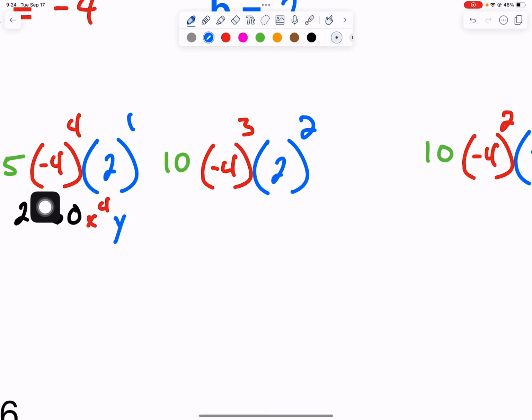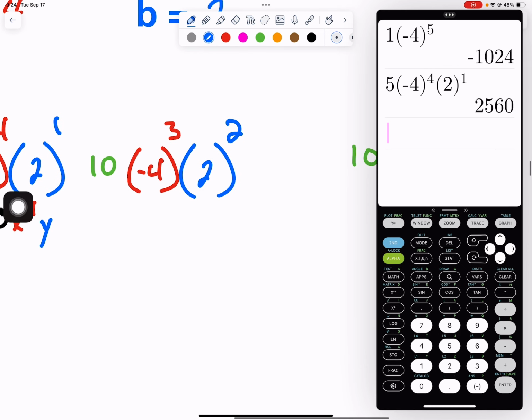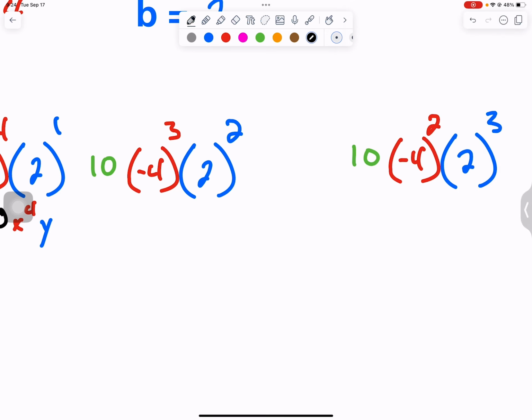And then we will do the exact same thing moving forward until you're all the way through. We're going to put in a 10. We're going to open a parenthesis, -4, close parenthesis, up key arrow 3, right key arrow over, open parenthesis 2, close parenthesis, x squared, or up key arrow 2, and we will get -2560.